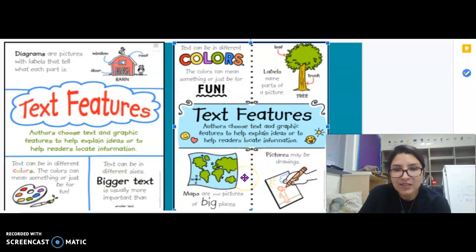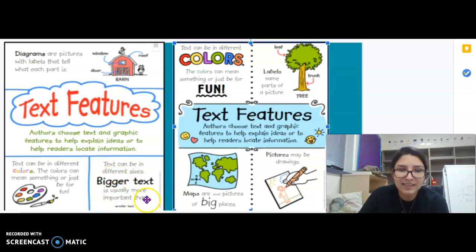Okay? Next one is maps. Can you say the word maps with me? Maps. Good job. Maps are small pictures of big places. So this is an example of a map. Okay, the next one is pictures. Pictures may be drawings. What does that mean? Pictures may be drawings. Well, what that means is we're going to see a picture where someone drew, right, with a pencil, crayon, marker, whatever it may be. They did not use a camera, though. It's a drawing, okay? Pictures.